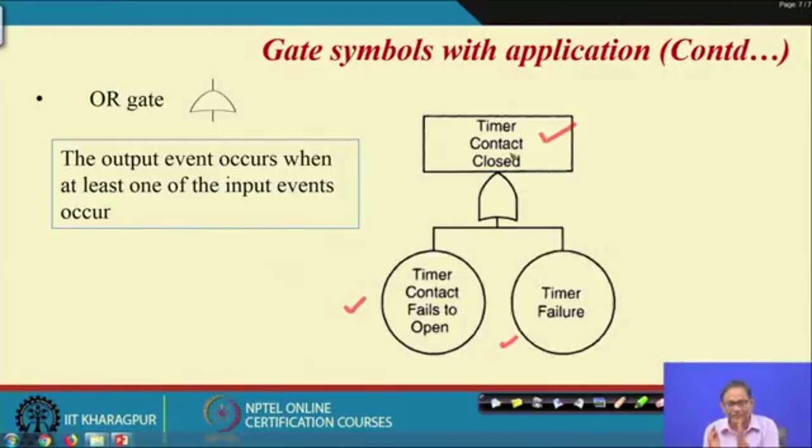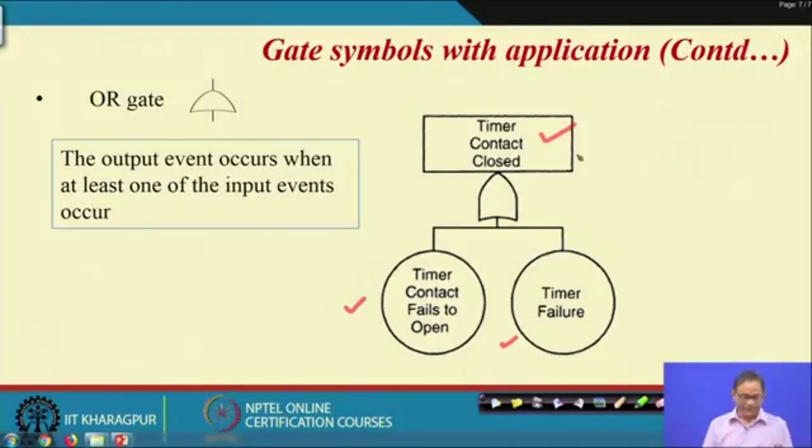So the overpressure condition occurs when the timer's contact is closed more than the set time. The setting will be done by the timer. Now if there is a timer failure, then what will happen? This contact will be closed. Otherwise, the timer contact itself fails to open. So this is the failure mode of the timer contact, and the timer also has failed, it is not working. If either of the two happens, then the timer contact will be closed.